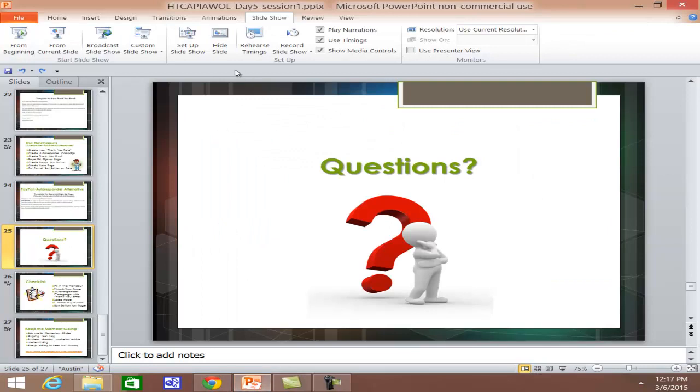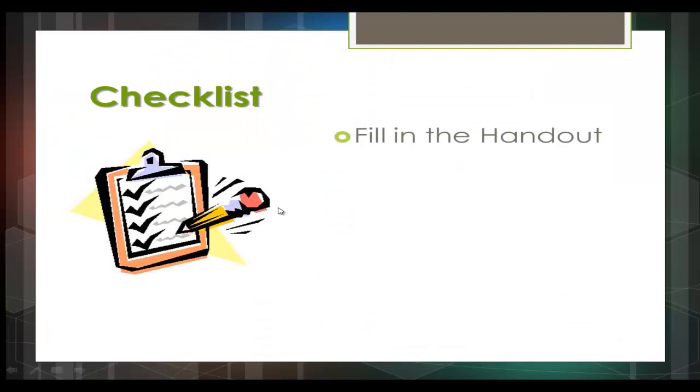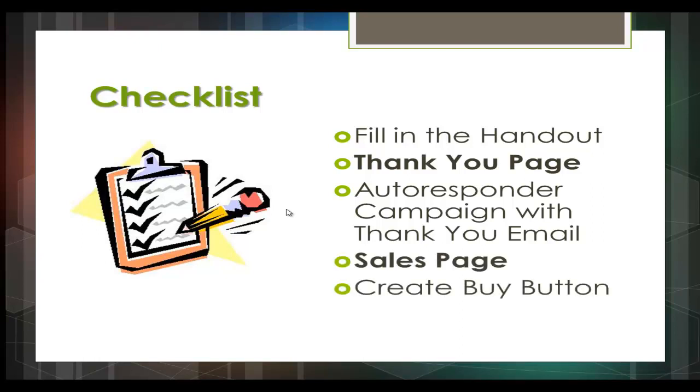Okay, so let me go back to... All right, so here's your checklist. You're going to fill in that handout I gave you. You're going to have your thank you page. You create it first. Then you create the autoresponder campaign with the thank you email. Then you create your sales page, and you create your buy button. And then you put your buy button on the page. And if you are doing the one with the PayPal thing, don't forget you've got to have that extra little page to get them to sign up to your list.